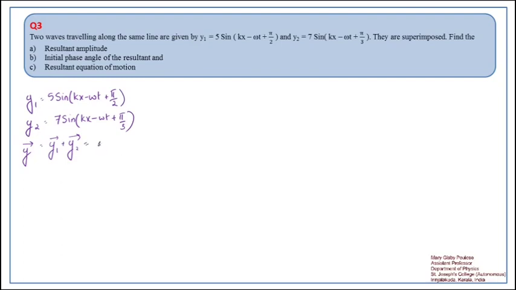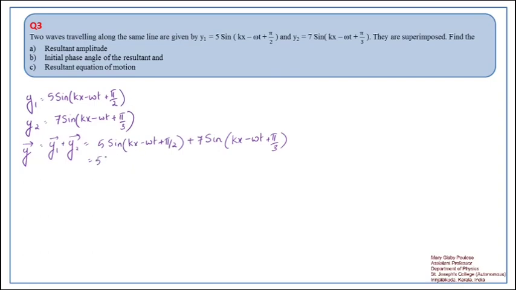That can be written as 5 sin(kx − ωt + π/2) + 7 sin(kx − ωt + π/3). Now what we did was we considered the sine term as sin(a + b), where a is kx − ωt and b is π/2 or π/3 here.